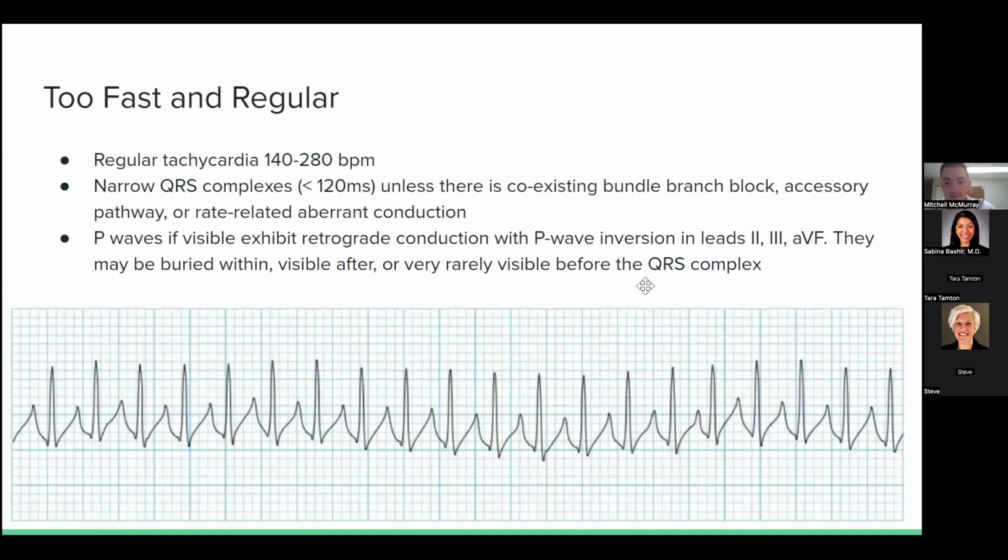So why do we care about SVT? It also can cause people to feel horrible, have chest pain, shortness of breath, cause them to be hypotensive because their cardiac output is poor. That's when we cardiovert them or give them adenosine, which I'm sure you guys have seen at some point, to help them out of that.